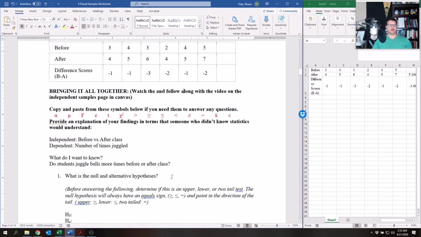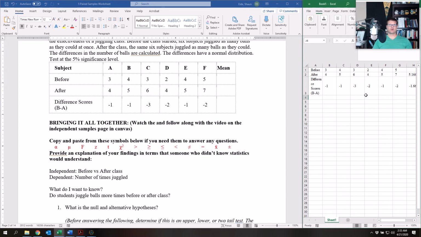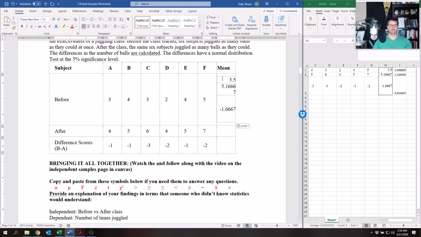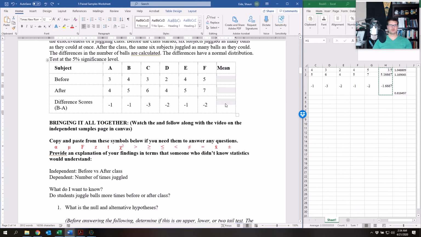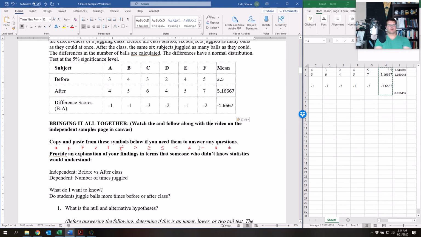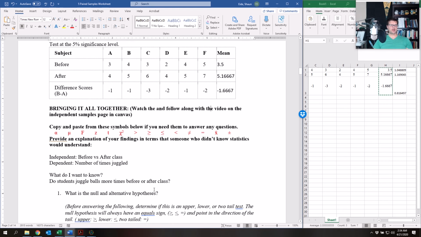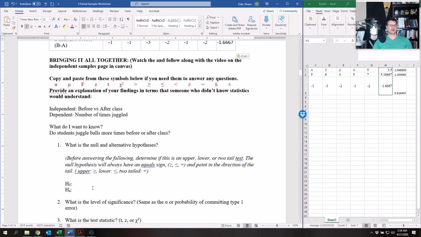Next, so I've got the difference scores. And then let me put these means in really quick. Let's see if that works. There we go. So we've got the means. And so what do I want to know? I got that, and now we've got the null and alternative hypothesis. Before we answer this, we need to determine, is this an upper tail, lower tail, two tail?